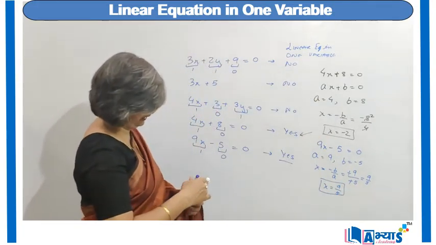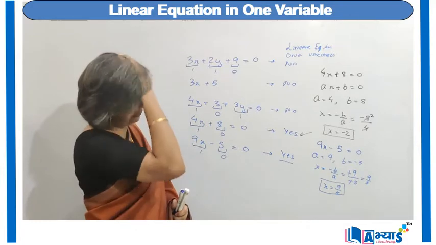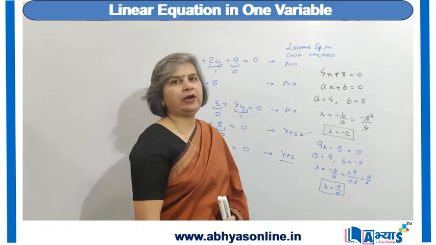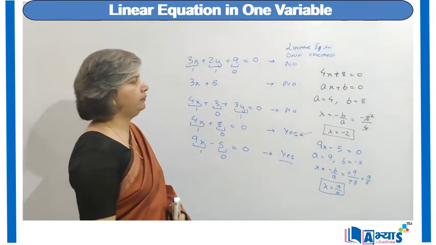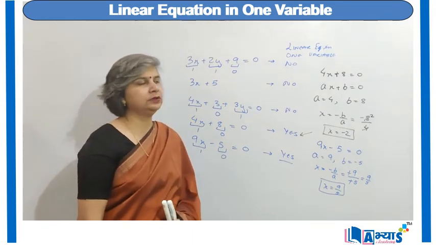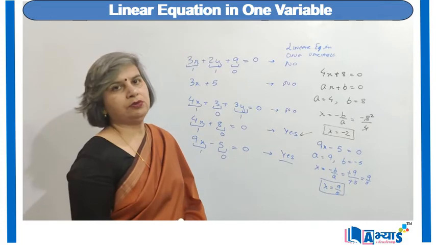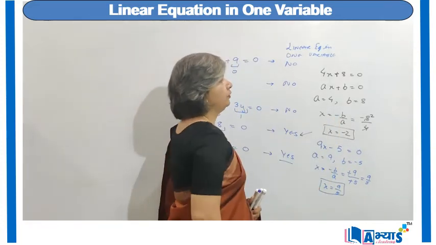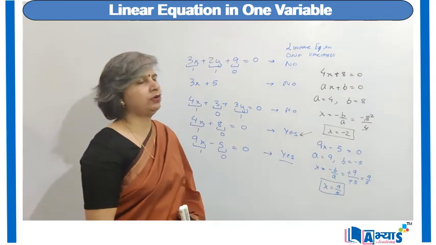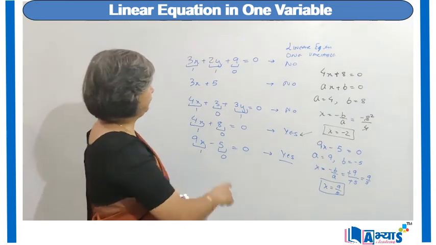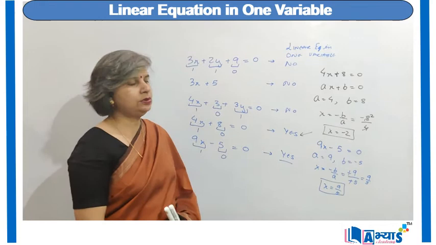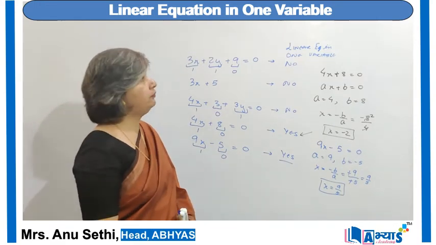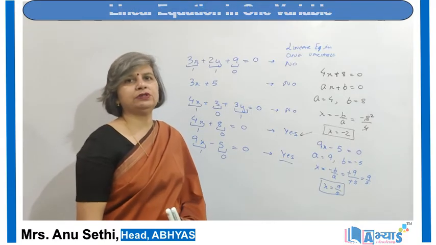So this is how we can find the solution of the linear equations, by comparing them with the standard form and finding the value of a and b. Then we know that the solution of the equation is x is equal to minus b by a. I have substituted the values of b and a from the equation and tried to find the solution. So in the fourth case the solution was minus 2 and in the fifth case the solution was 9 by 5. So this is how we can apply the concept of linear equation in one variable.